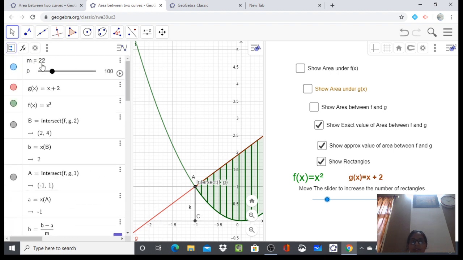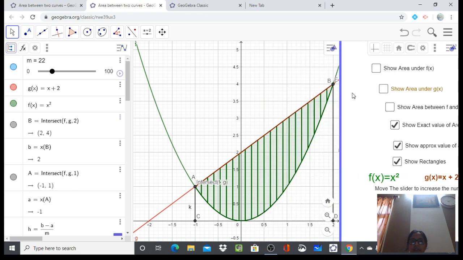First I have taken a slider M, ranging from 0 to 100, which is used here to increase the number of rectangles. This is the number of rectangles. M is a slider for the number of rectangles. g of x is the function x plus 2. f of x is the function x square.